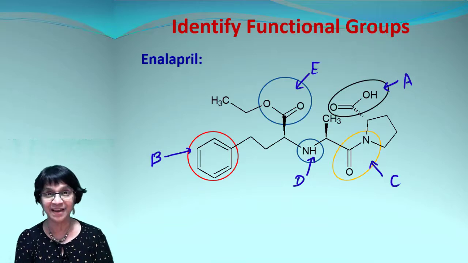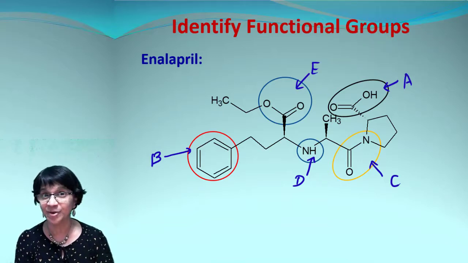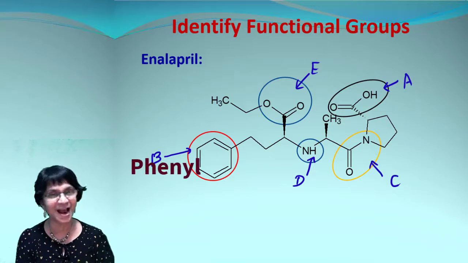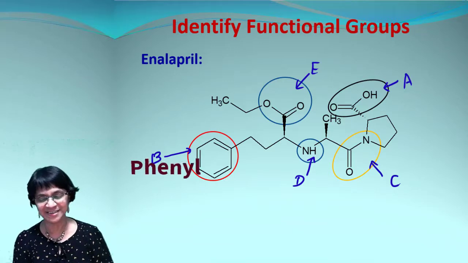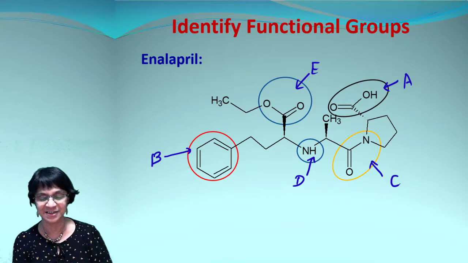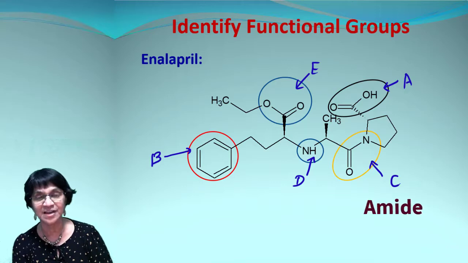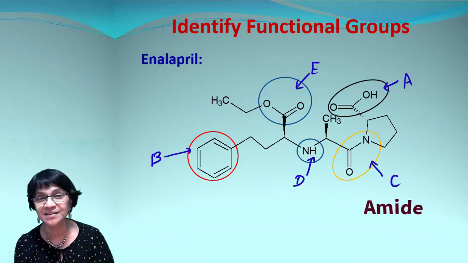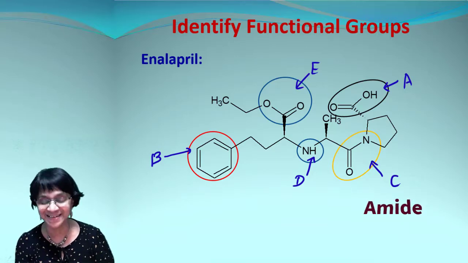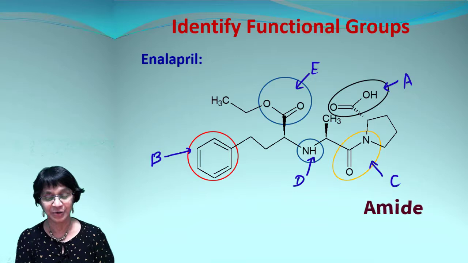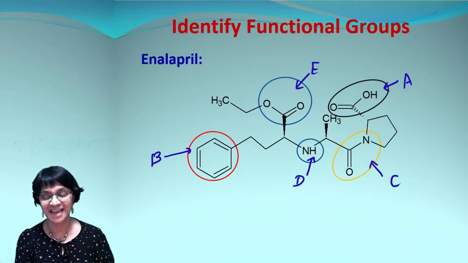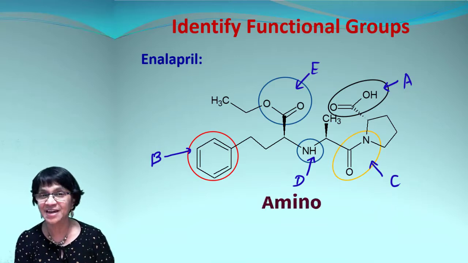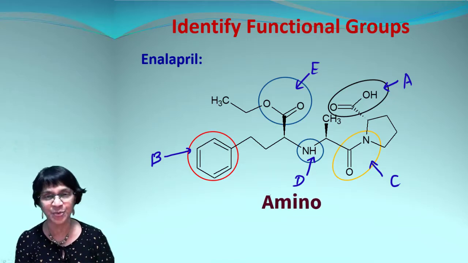What is group B? It's the benzene ring. So that will be a phenyl group. You got it. Then look at this C. C is connected CO to N. And of course this nitrogen is connected to another carbon. So it's a tertiary nitrogen. But still CON is an amide. So we got an amide group there. Look at this D. This is NH. That means it must be an amine. It's a secondary amine. So we still call it an amino group.